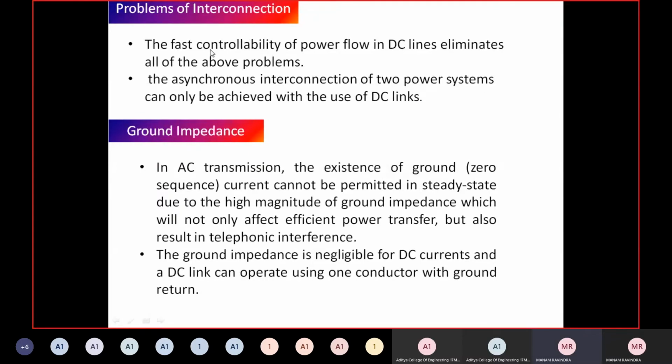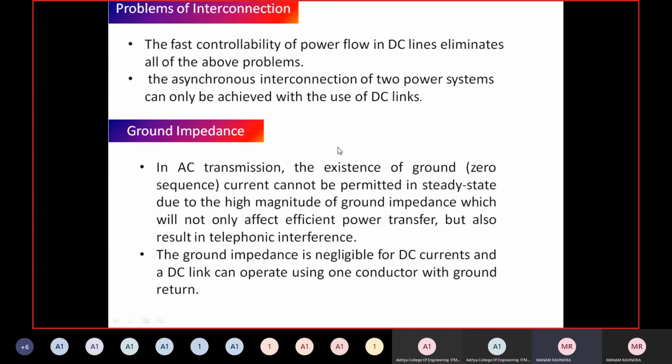Next, these can be overcome by DC lines. When we use DC lines instead of AC lines, these problems can be eliminated. Also, in asynchronous interconnection, one grid may be operated at one frequency and another grid at another frequency. These two can be integrated by DC links. In case of a DC power system, these two can be integrated.